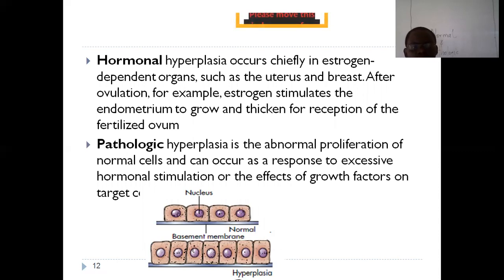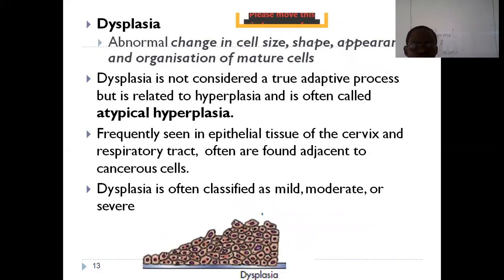And pathologic hyperplasia is basically abnormal proliferation of normal cells, and can usually occur as a response to growth of cells. Usually it occurs as a result of hormonal stimulation, and too much stimulation by estrogen can basically be disastrous. So that in that way it becomes pathologic.